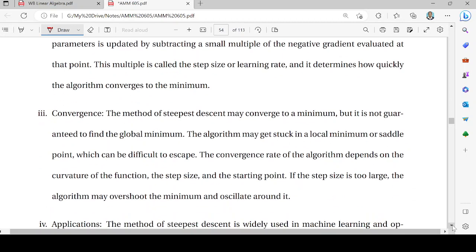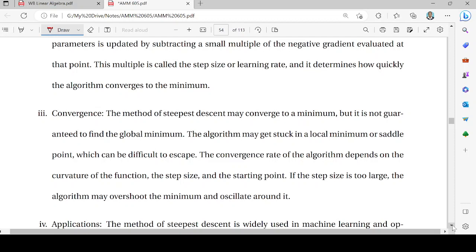Number three is about the convergence. It is important to note that this method may converge to a minimum value of the function, but it does not guarantee that the global minimum will be achieved. The algorithm is usually used to find a local minimum of a function. So when using the algorithm, you may not be expecting to find the global minimum, as the algorithm may get stuck at some local minimum or even a saddle point, which will be difficult to escape.